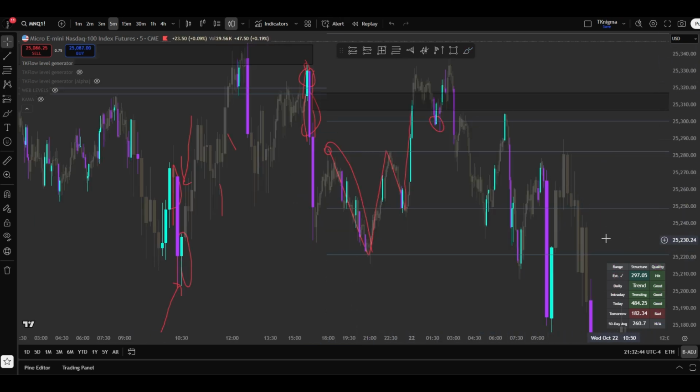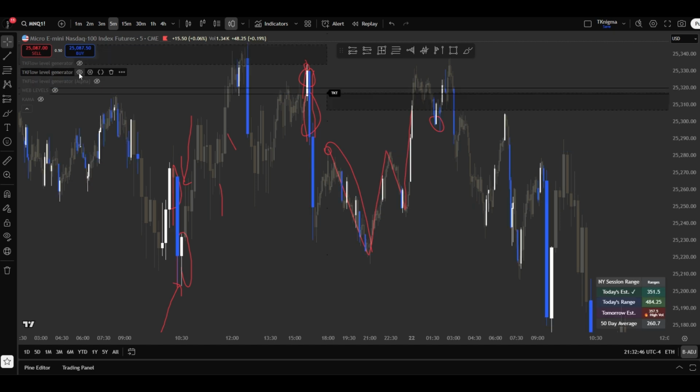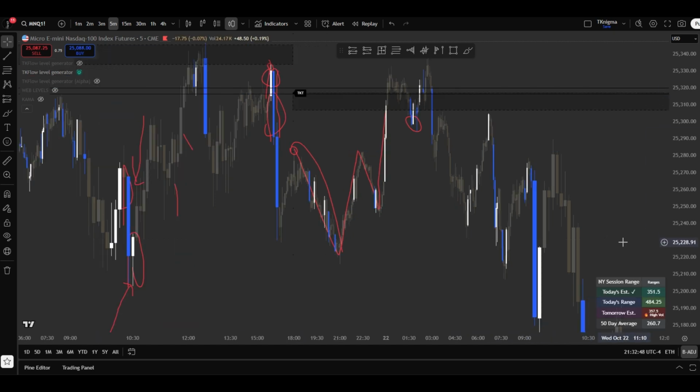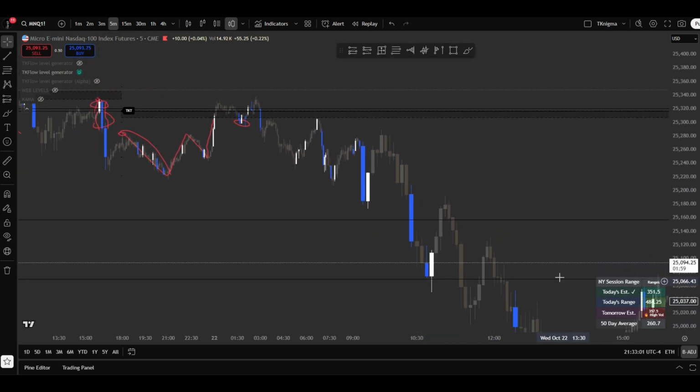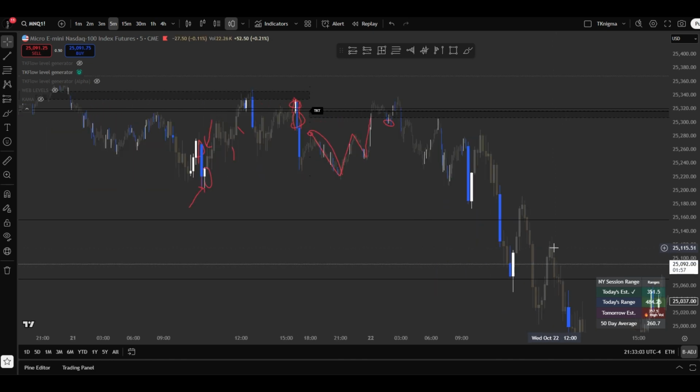And last but not least, I'm going to cover the ATR table. ATR stands for average true range, and how I have my table set up, it's the average true range for the New York session. So where you see today's estimate, that's the estimated point amount that we're going to move throughout this New York session.